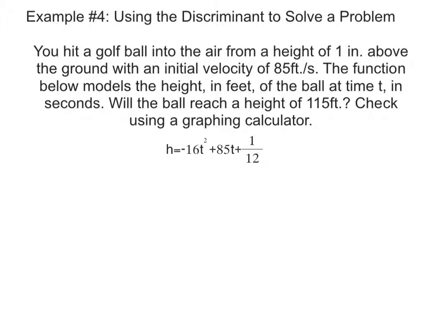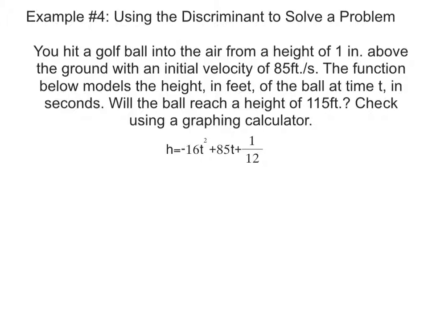In example 4, now we're using the discriminant to figure out whether something will reach a particular height. Let's go through the word problem. It says you hit a golf ball into the air from a height of 1 inch above the ground with an initial velocity of 85 feet per second. The function below models the height in feet of the ball at time t in seconds. Will the ball reach a height of 115 feet? Check using a graphing calculator.